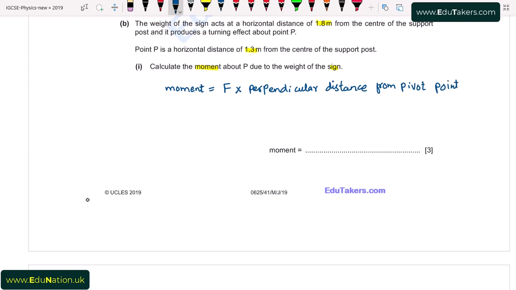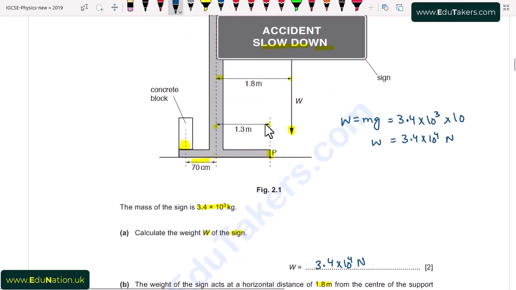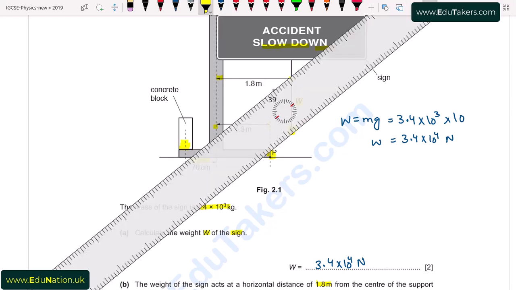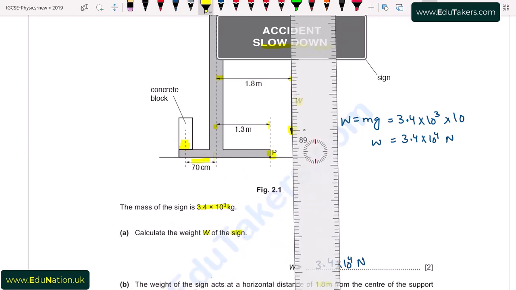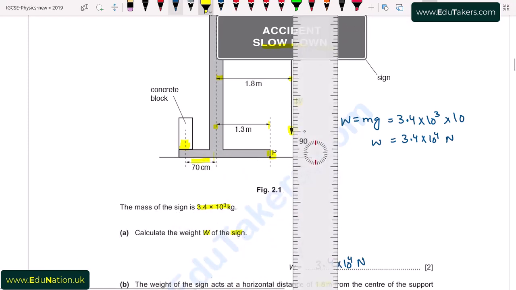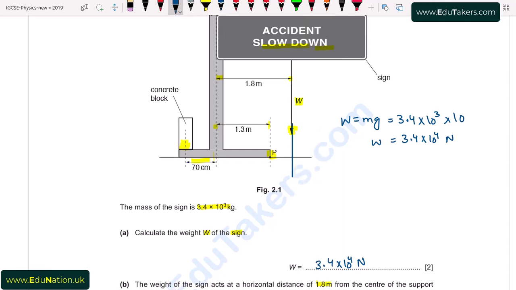So here we have to calculate the moment due to weight. So going back to the diagram, we can see that the weight of the sign is acting downward and it is represented by W. Now we have to calculate its distance from the pivot point, that is P. So first of all we extend it in the downward direction. So it will be just like this. Now this is the point P. We have to calculate this distance, that is the perpendicular distance of the weight of the sign from the pivot point.